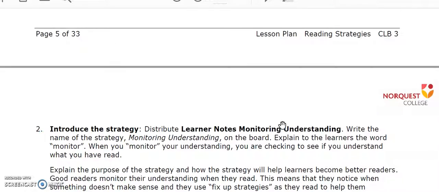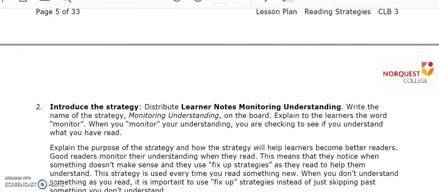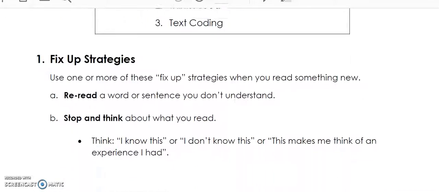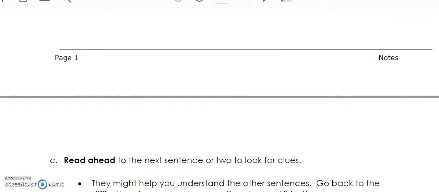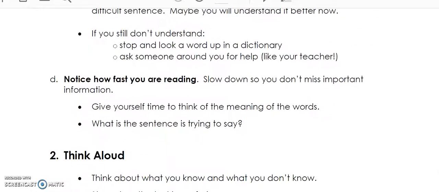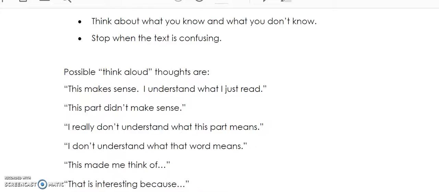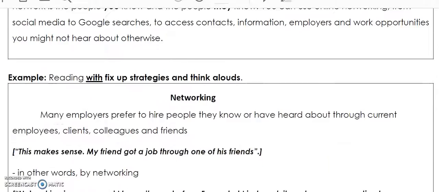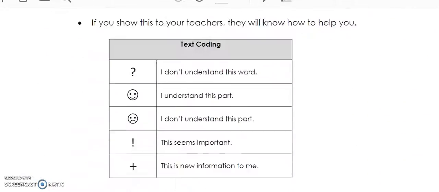When you introduce the strategy, distribute the learner notes to the student. The learner notes are a summary of what was taught in the lesson, and they are at an easy reading level for the learner. Learners should keep these notes in their binder so that they can reference them when practicing this reading strategy when using other text. It is important that the learners continuously revisit and practice the strategies.